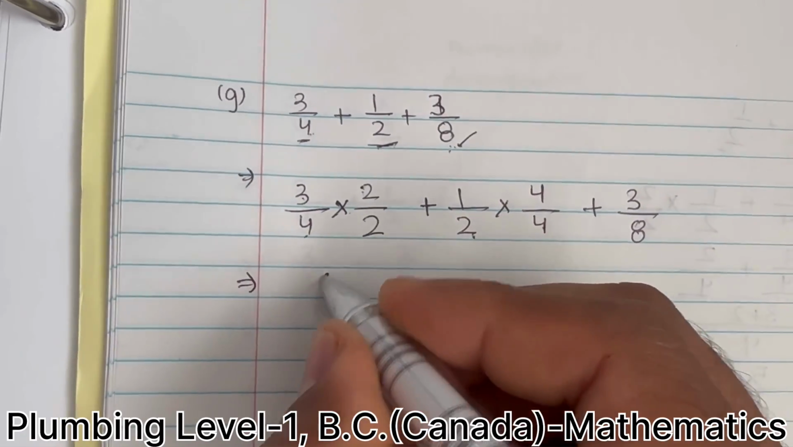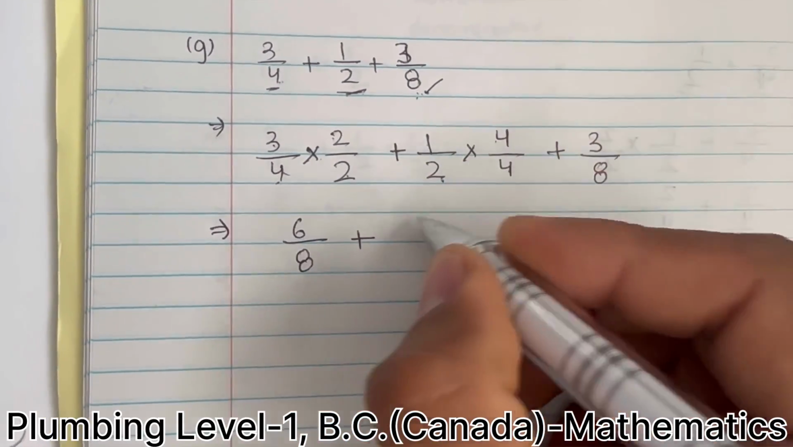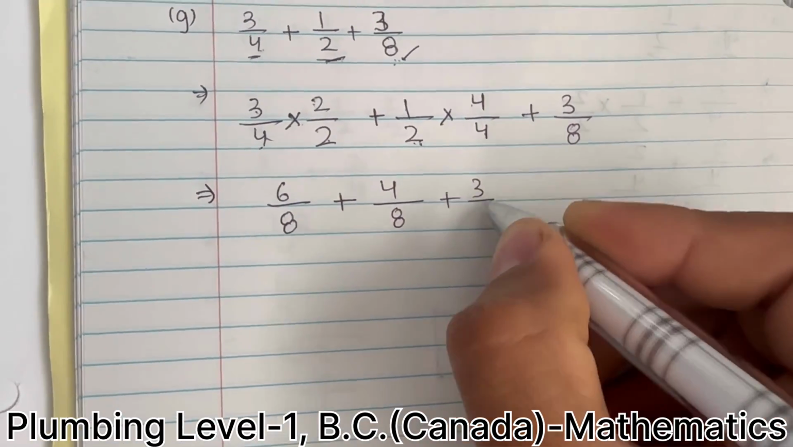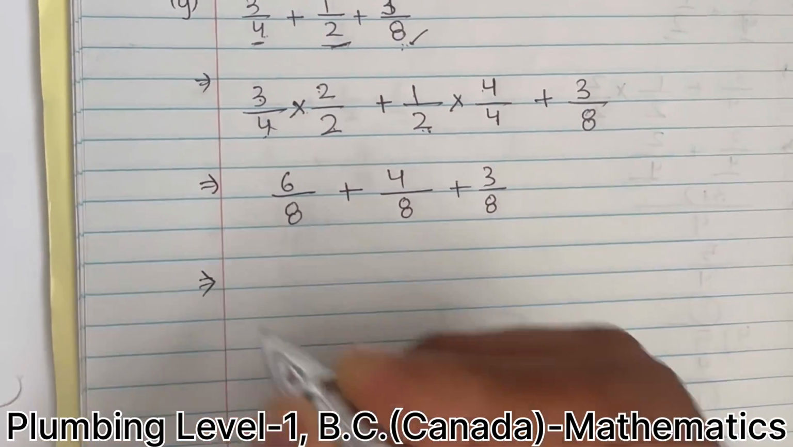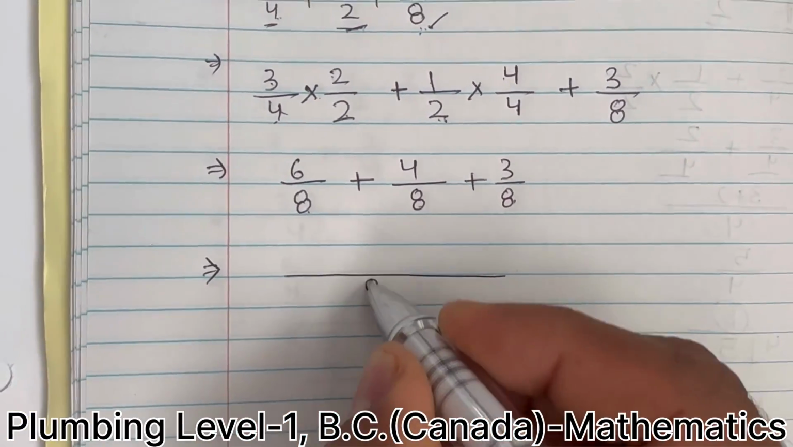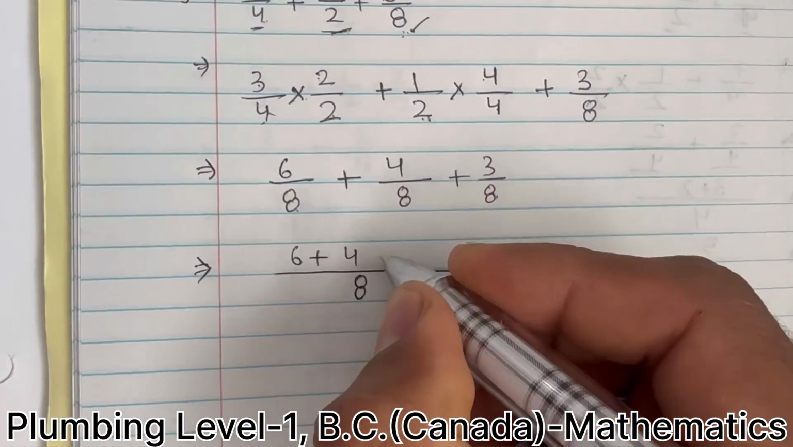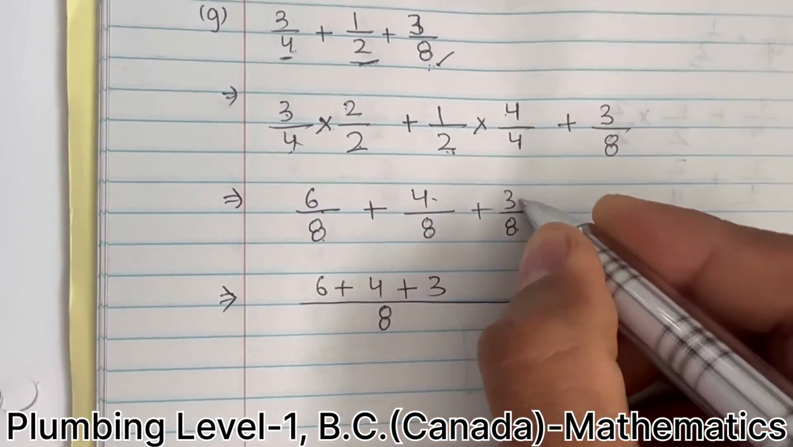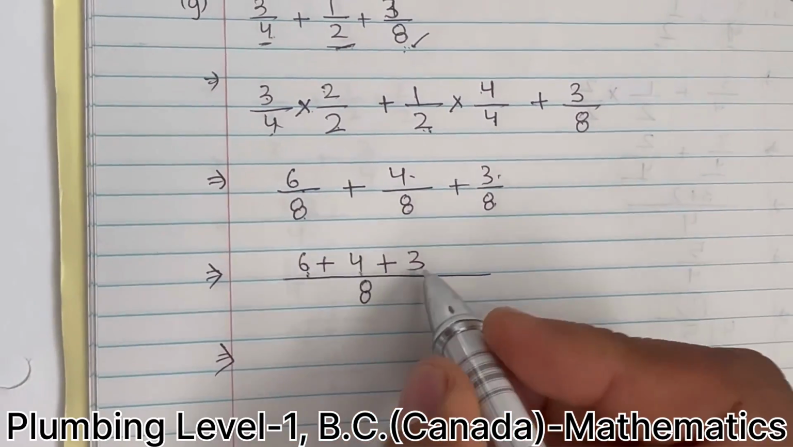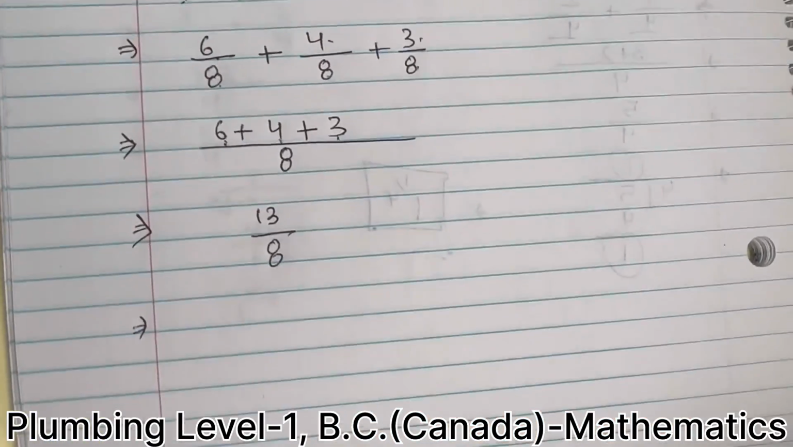Now 3 times 2 is 6, 4 times 2 is 8, and then 1 times 4 is 4, 2 times 4 is 8, and this one will be the same. So now all the denominators are the same. We can take 8 as the common denominator, and then we can write 6 plus 4 plus 3 from the numerators of all the fractions, and add all these together. 6 plus 4 is 10, plus 3 is 13, so 13 by 8, and then we have to change this to a mixed number.